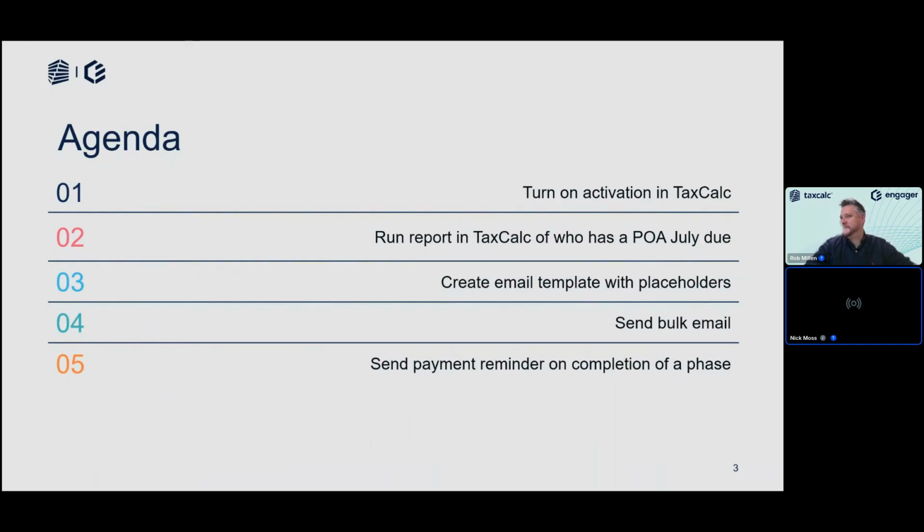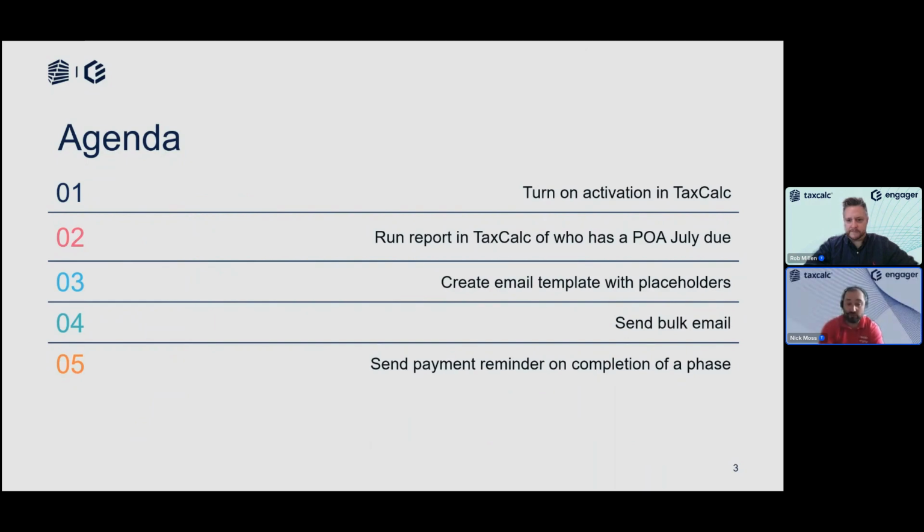Now, the things we're going to go through: turning on the activation in TaxCalc. This is how it actually shares the data from TaxCalc across to Engager, and explaining the guardrails we have in place relating to sensitive information, maybe your own tax return information going across to Engager, and how you can restrict that.